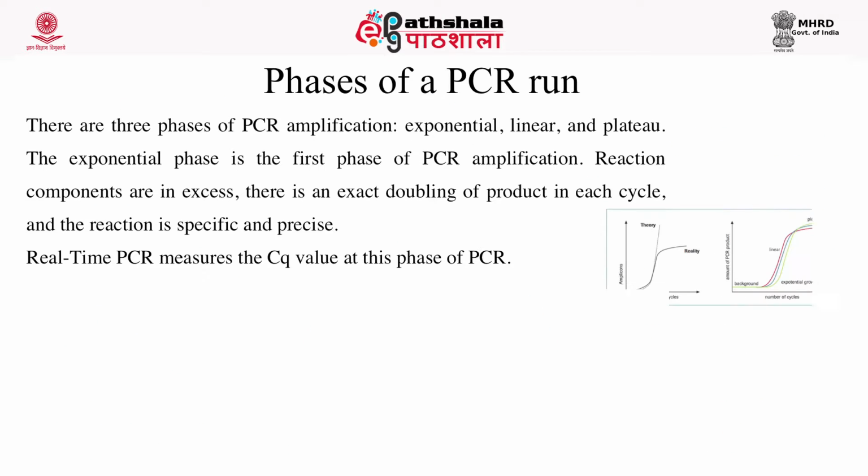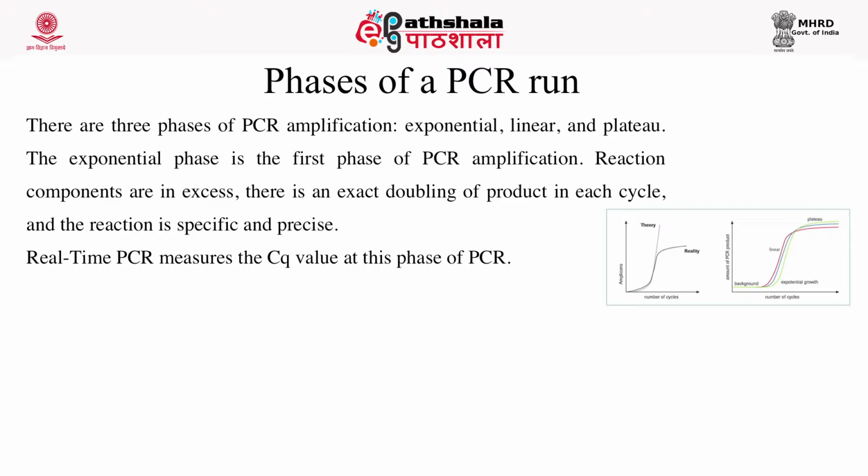There are 3 phases of PCR amplification: exponential, linear and plateau. The exponential phase is the first phase of PCR amplification. The reaction components in this phase are in excess. There is an exact doubling of product in each cycle and the reaction is specific and precise. There is a special type of PCR known as real-time PCR, which we will discuss in a few slides. This real-time PCR measures the cycle number value at this phase of PCR.